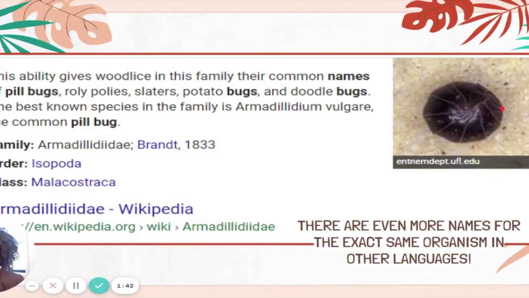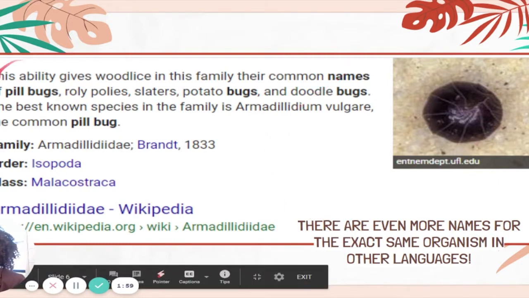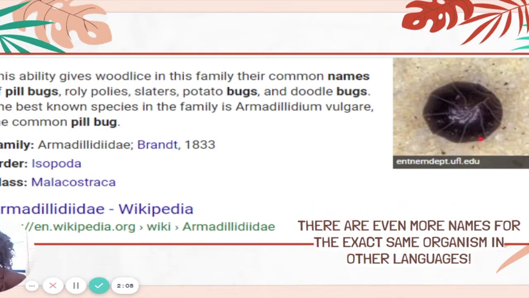This little organism has so many common names, so names that you would commonly use to refer to it. Pill bugs, roly-poly, slaters, potato bugs, and doodle bugs. However, its name is truly Armadillidium vulgare, which is the common pill bug. And this is just all the common names in English. Think about the thousands of languages that are spoken around the world. There are even more names for this exact same organism in other languages.